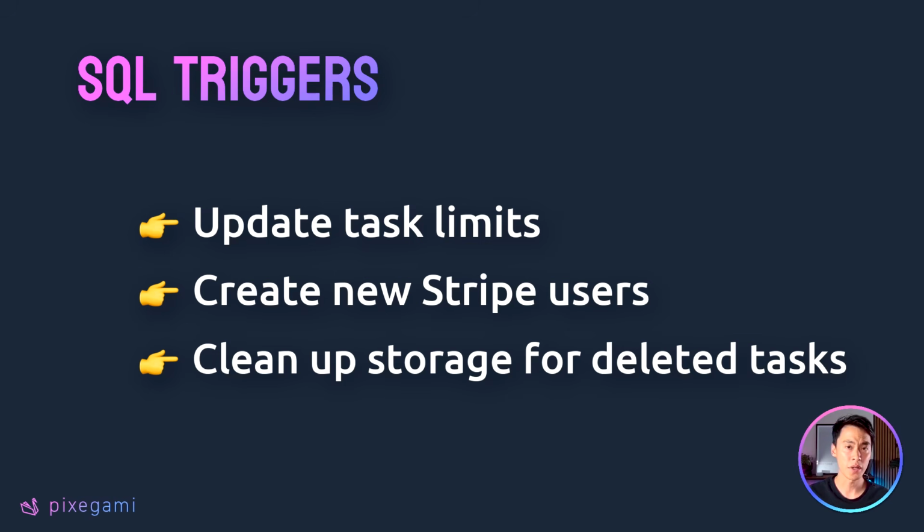And we're also going to have something called triggers. Triggers are functions that we can execute when something happens inside our database. And these functions are run by our dedicated PostgreSQL server. In this project, we will use them quite a lot. We'll use triggers to update task limits for each user whenever they create a task. We can also stop them from creating new tasks once they've reached their limit.